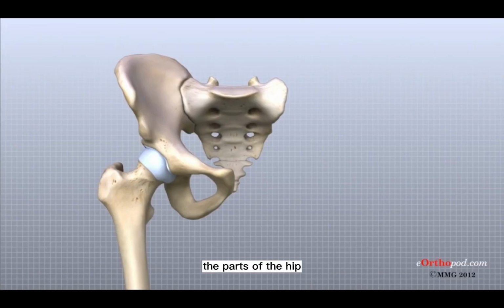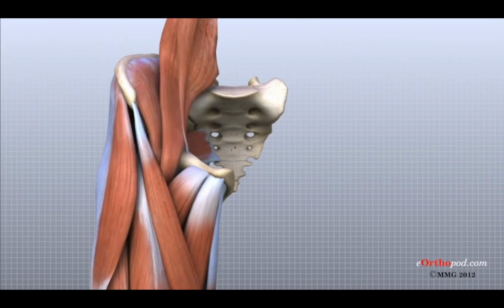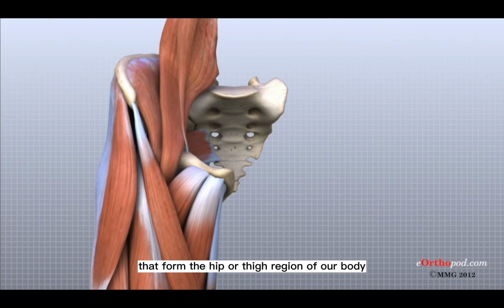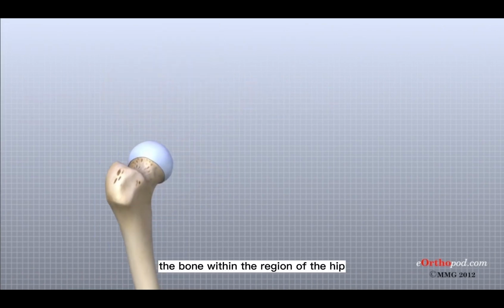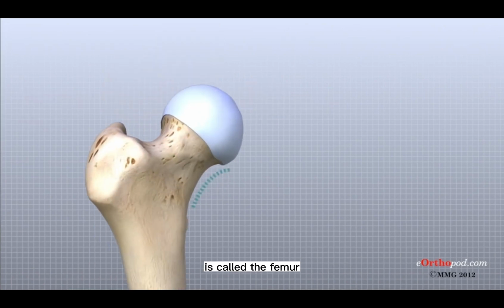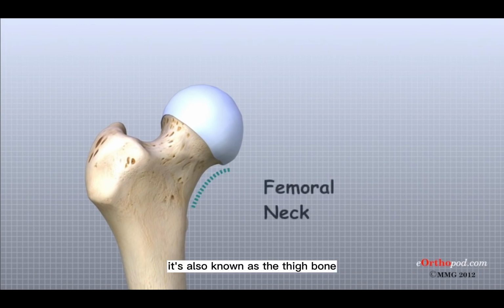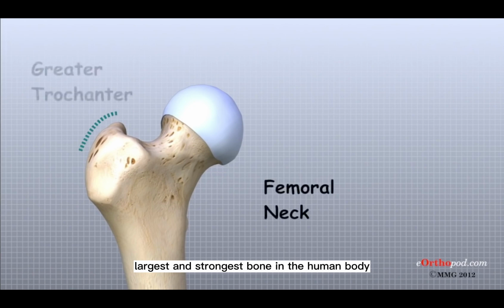The parts of the hip. The hip is composed of bones and muscles that form the hip or thigh region of our body. The bone within the region of the hip is called the femur. It's also known as the thigh bone, and it is the longest, largest, and strongest bone in the human body.